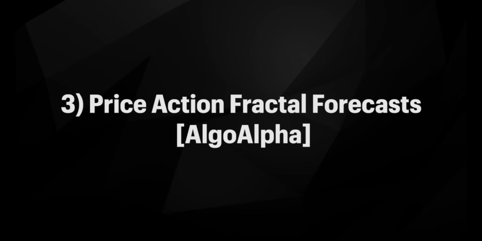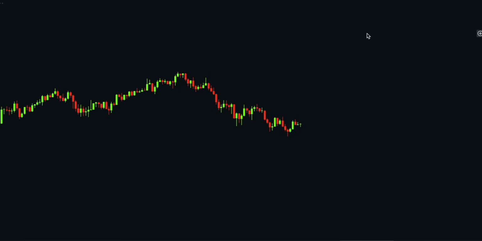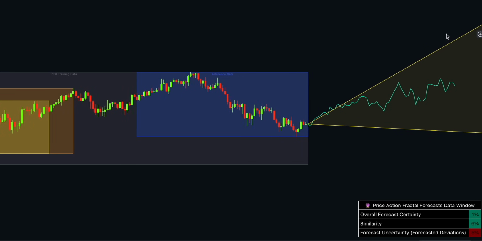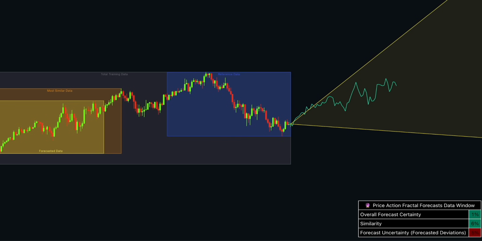The third spot in my ranking goes to the Price Action Fractal Forecasts by Algo Alpha. Check out how futuristic this indicator looks. This innovative tool utilizes the amazing complexity of fractals to predict future price movements, offering you a unique edge in the market. By analyzing historical price action and identifying repeating patterns, this tool forecasts future price trends, providing visually engaging and actionable insights.